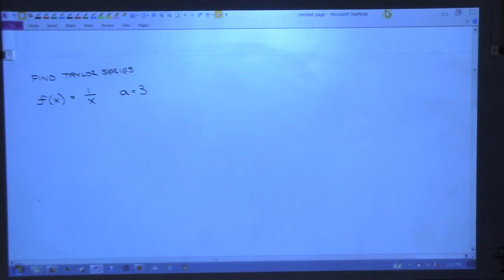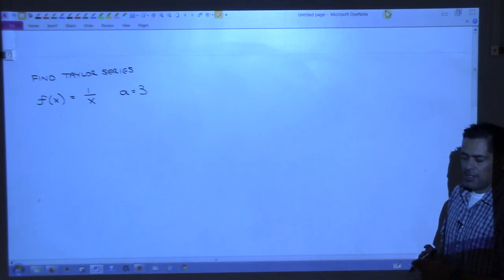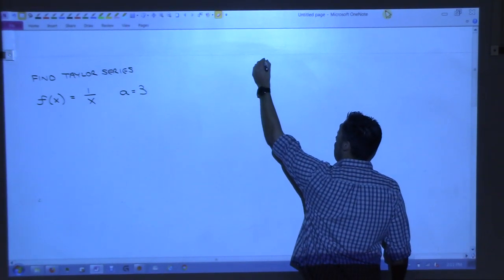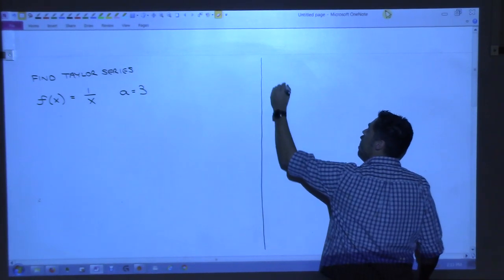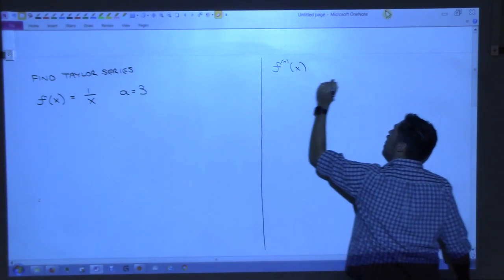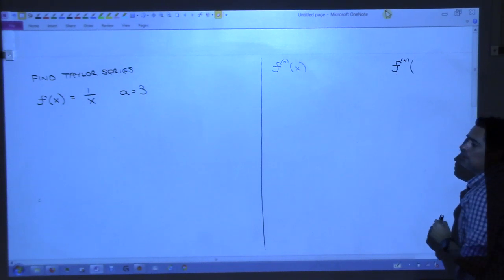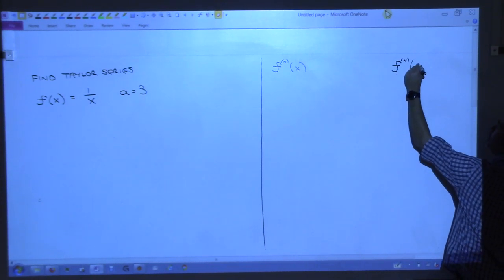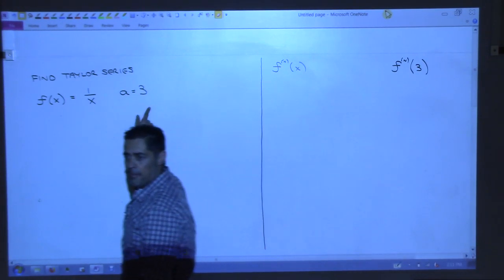All right. Well, different game here, right? We're now doing a Taylor series. So things are going to be a little different now, and as you're going to see in this example, it's going to be a little messy. Okay, you ready? I'm going to do exactly what I did before. I'm going to make two columns. This is going to be the nth derivative at x, and then this one right here is going to be the nth derivative where? At a, and a for us is 3, because I tell us it's 3.